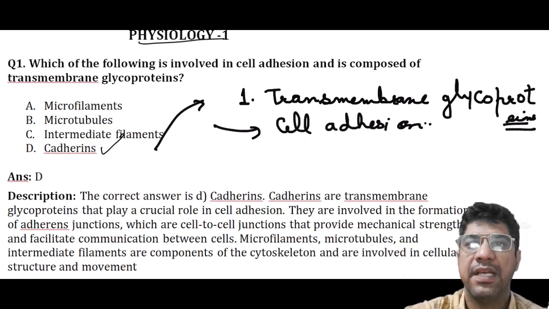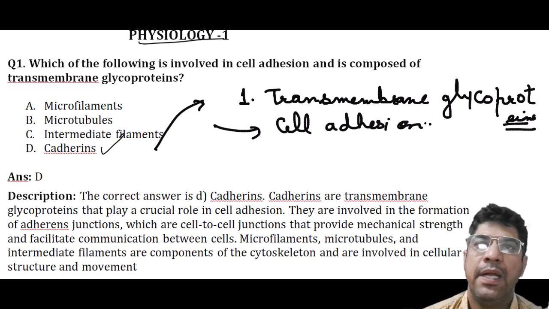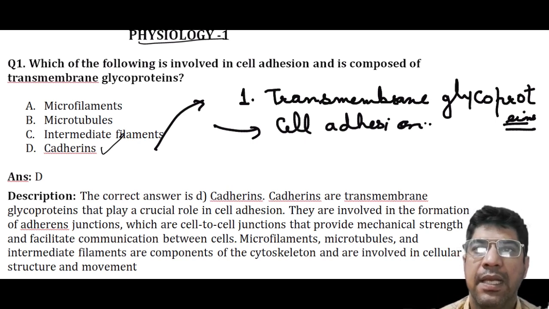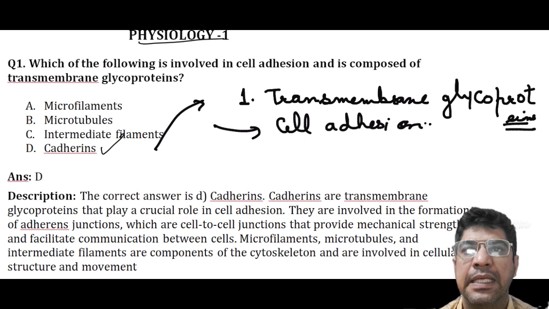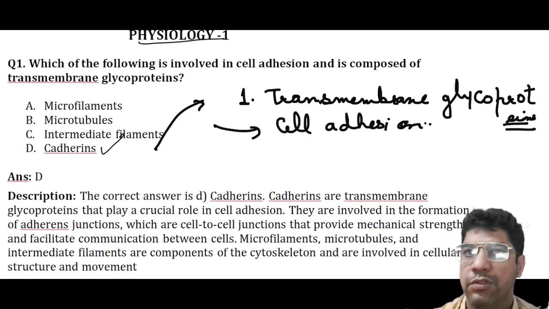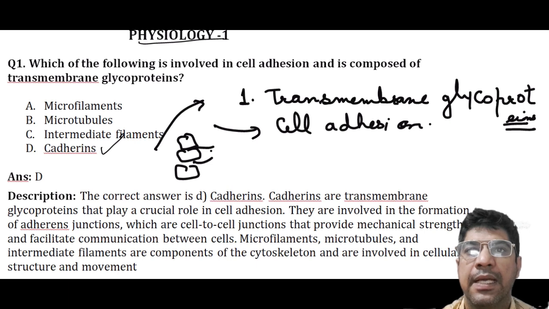Cadherins are involved in cell adhesion and they are composed of which protein? Transmembrane glycoprotein. So imagine you have a bunch of building blocks. Cadherins are little connectors that hold the blocks together. They make sure the blocks stay attached to each other in the right way, like a stack of building blocks.